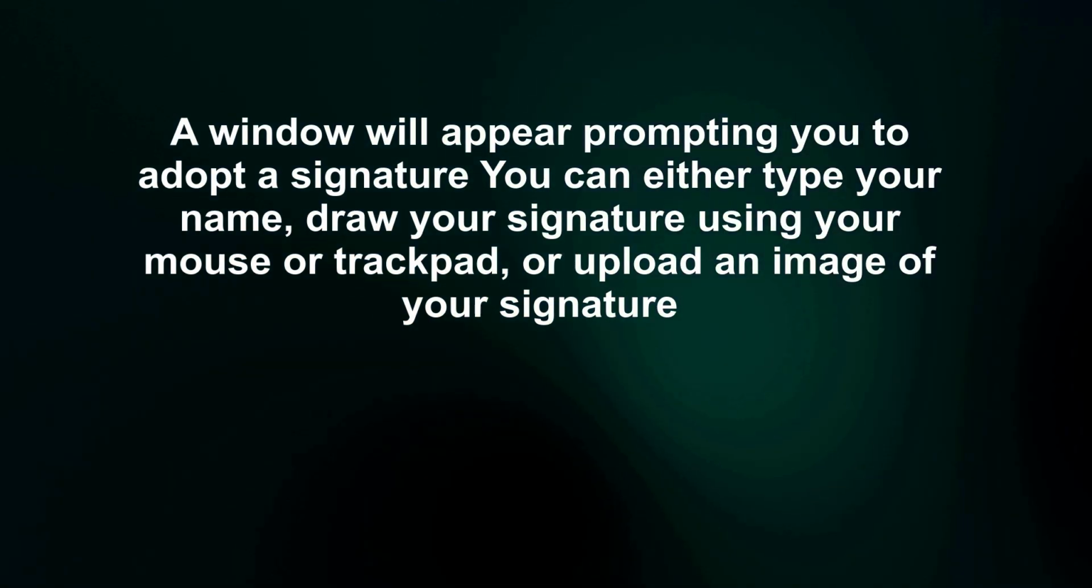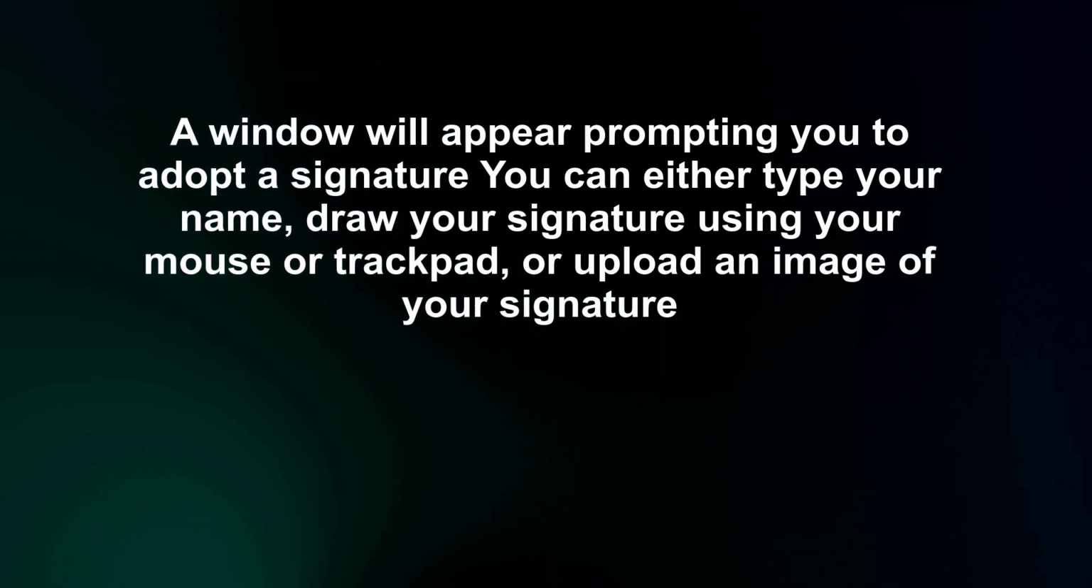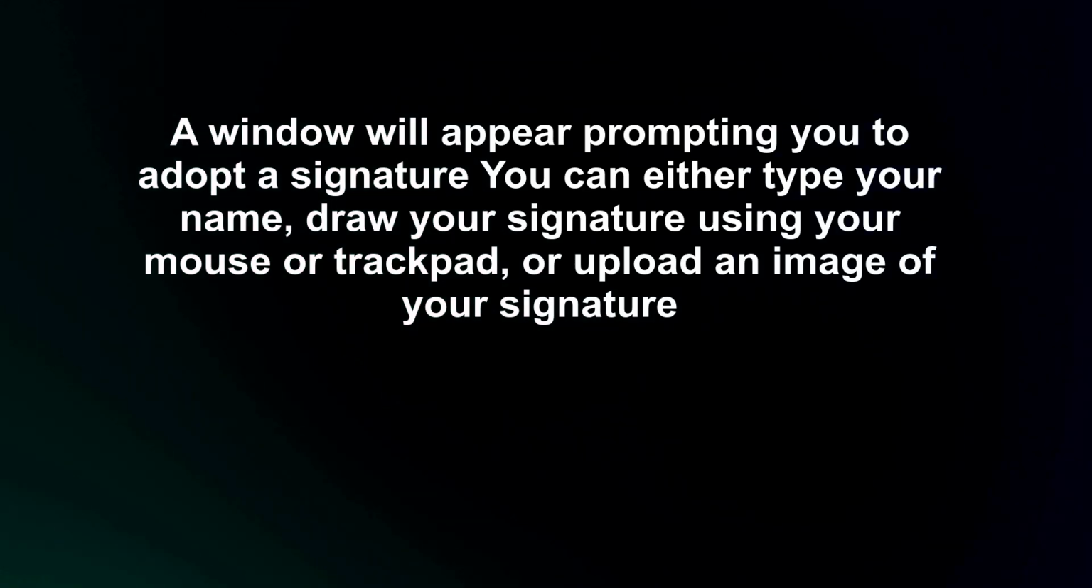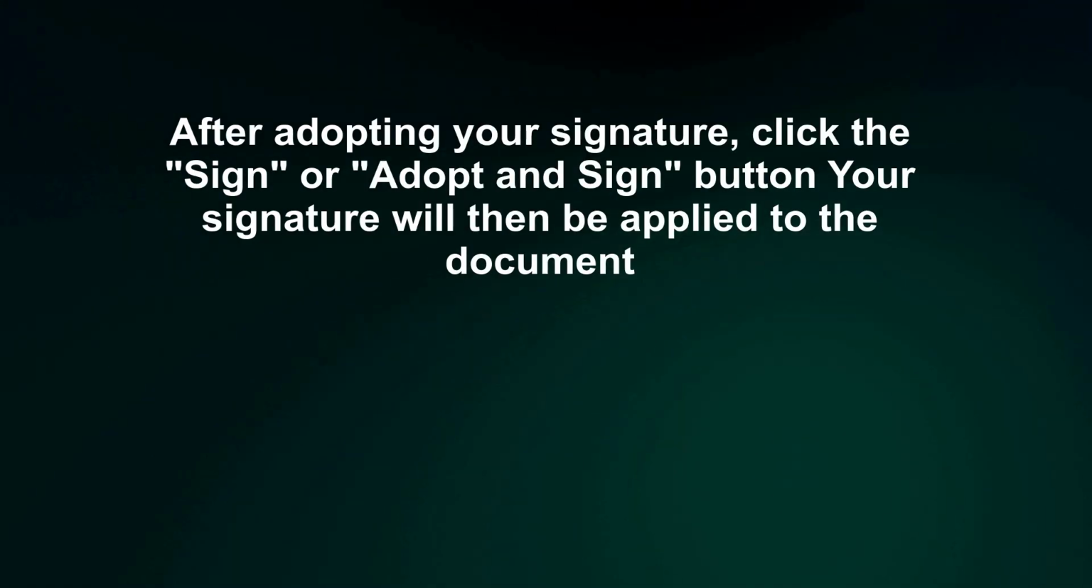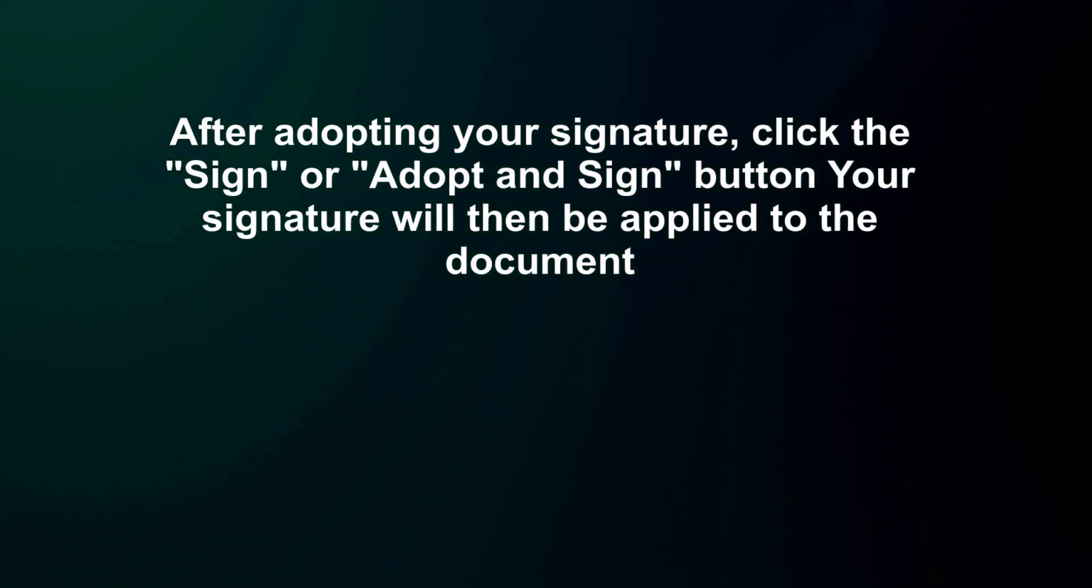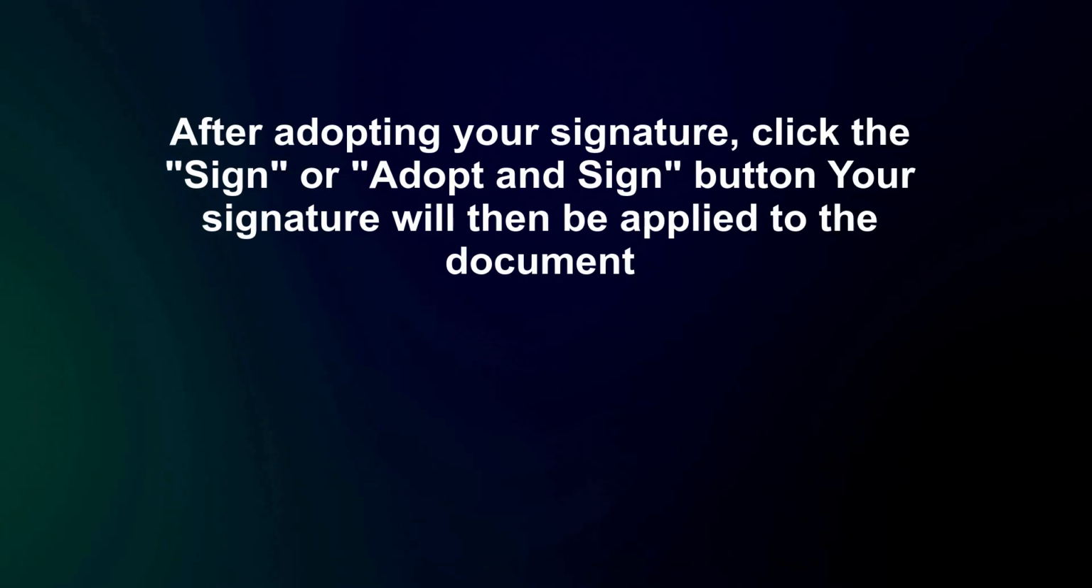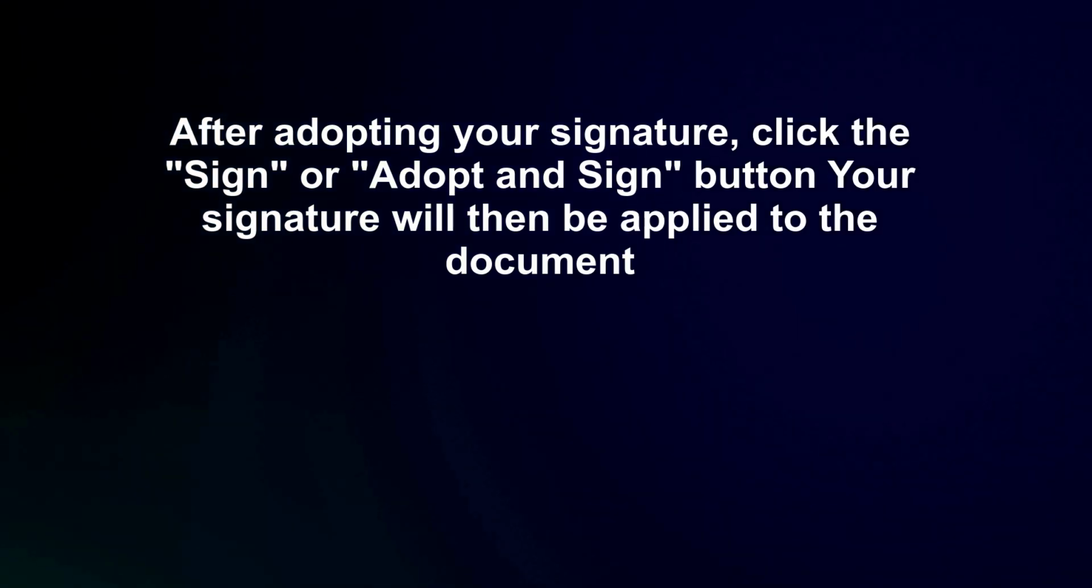You can either type your name, draw your signature using your mouse or trackpad, or upload an image of your signature. After adopting your signature, click the Sign or Adopt and Sign button. Your signature will then be applied to the document.